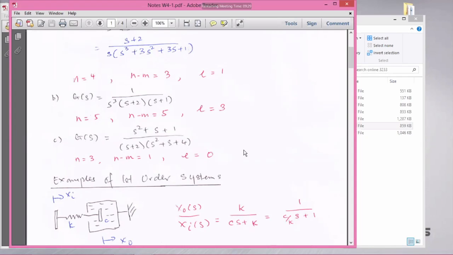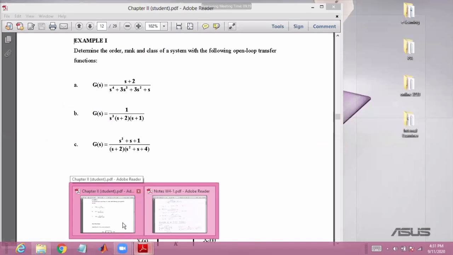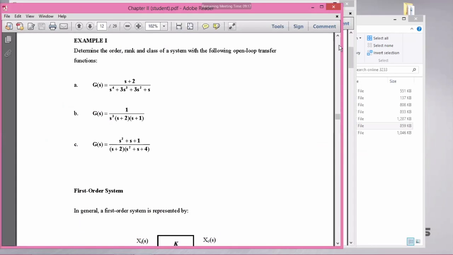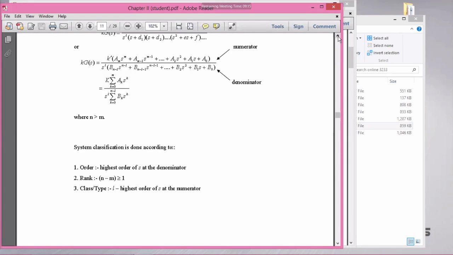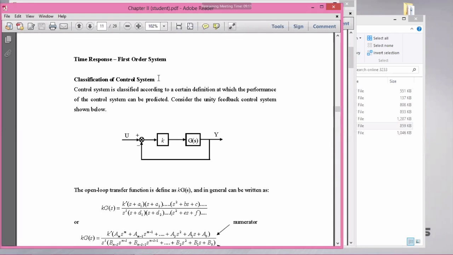So from now on, we don't really care whether the system is a translational mechanical system or rotational mechanical system, as long as we are going to solve it according to the order of the system. So today we are going to talk about the time response of the 1st order.